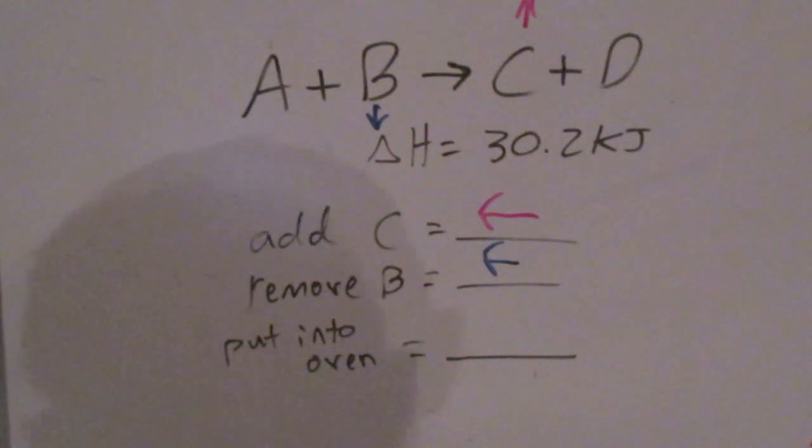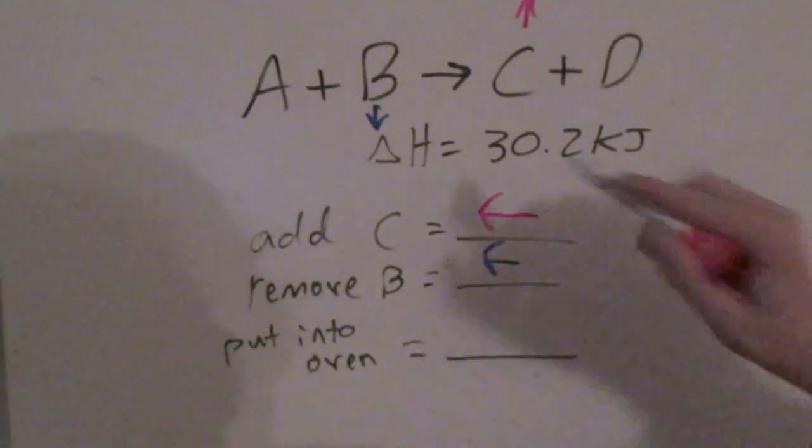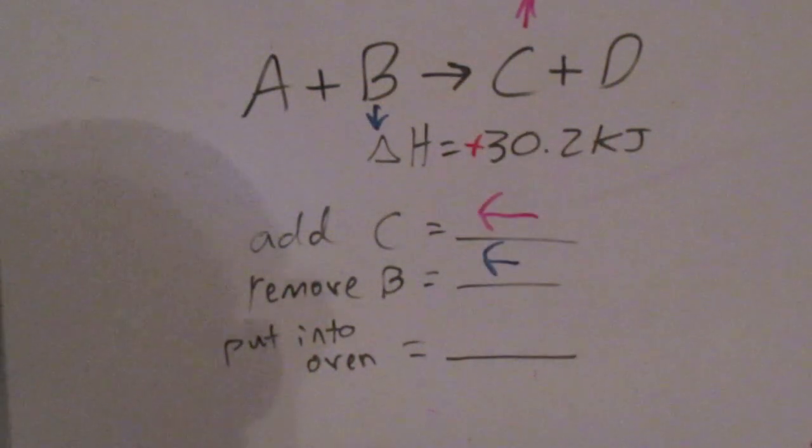And then the last question, which is the tougher one I put here, what if I put it into an oven? Now, if I put it into an oven, I'm going to be heating it up. Well, here's the thing. I have a positive heat value here. So is this endo or exothermic?